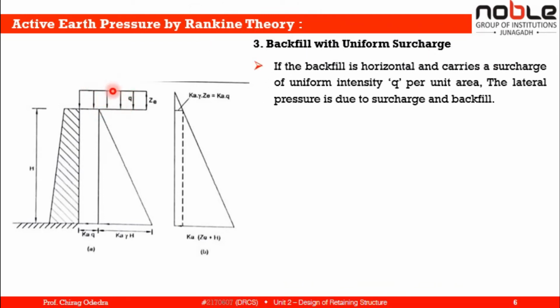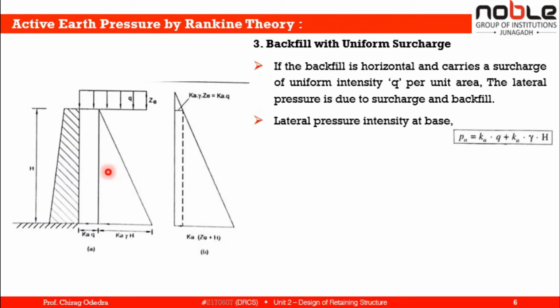Q per unit area, that means kilonewton per meter square. So if the backfill is horizontal, and it carries a surcharge of uniform intensity Q that is not varying, then the lateral earth pressure is due to surcharge and backfill. So the lateral earth pressure intensity at the base will be Pa is equal to K into Q, where K is the lateral coefficient of active earth pressure, into Q plus K into gamma into H.